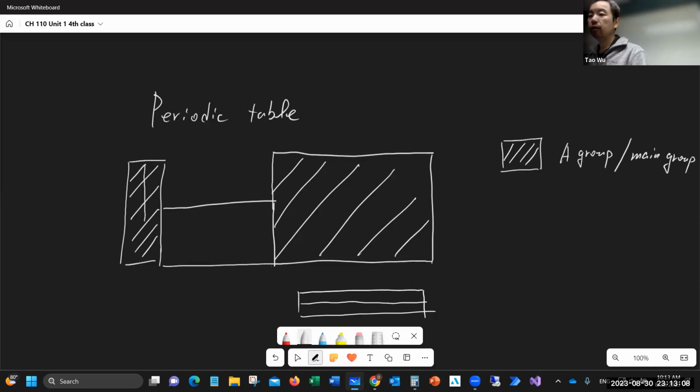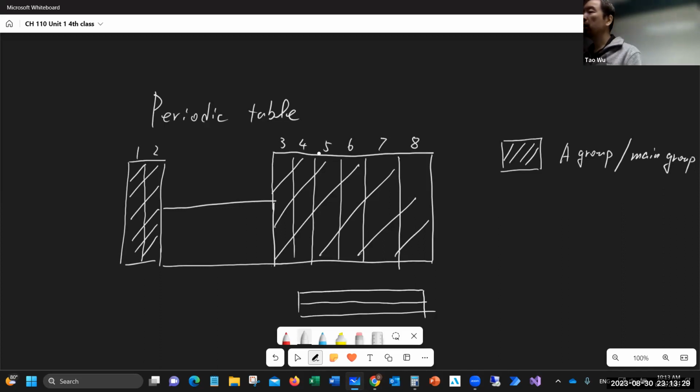And if you're looking over here, this group has 8 columns. The main group: 1, 2, 3, 4, 5, 6, 7, 8. Some periodic tables show 18, but just to let you know, the 18 is talking about the total columns from here to here, including the stuff in the middle. But if you're only talking about the main group or A group, there are only 8.